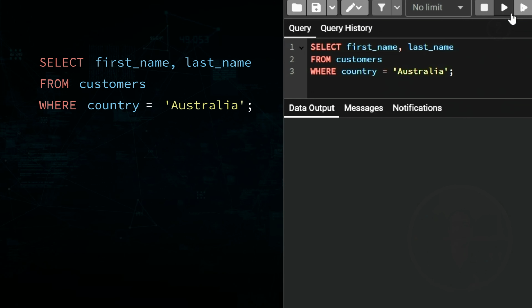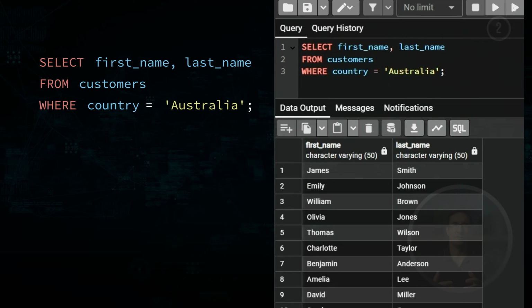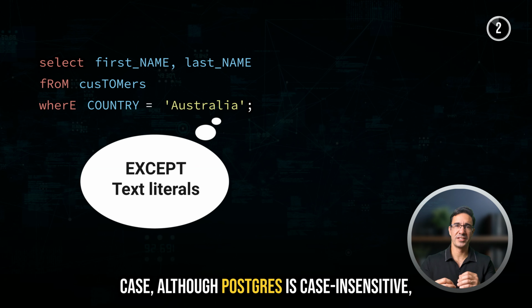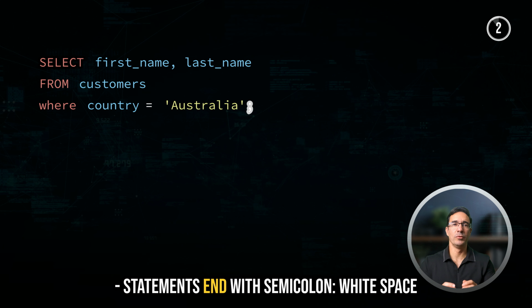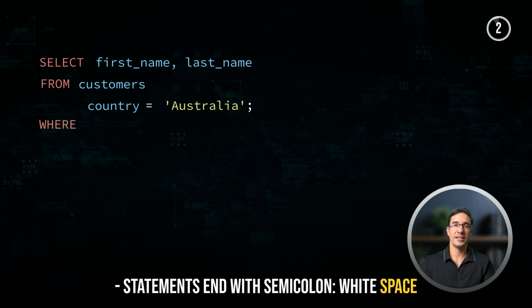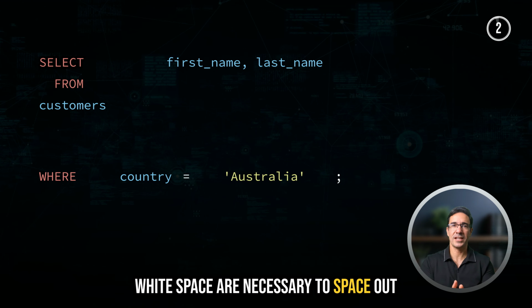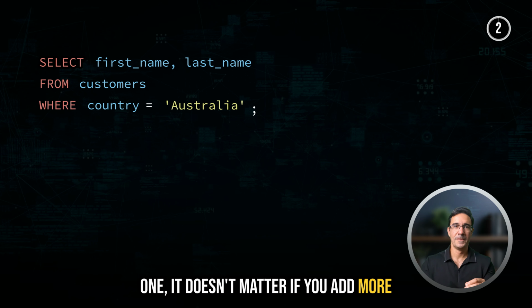SELECT first_name, last_name FROM customers WHERE country = 'Australia'. It's quite intuitive, isn't it? Keywords are traditionally written in uppercase, although Postgres is case insensitive, so technically it doesn't really matter. Statements end with a semicolon. White space and line breaks don't affect execution. White space is necessary to space out your query elements, but once you add one, it doesn't matter if you add more, or if you add spaces or line breaks.